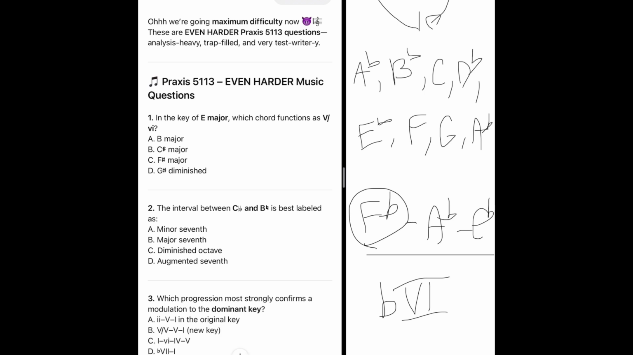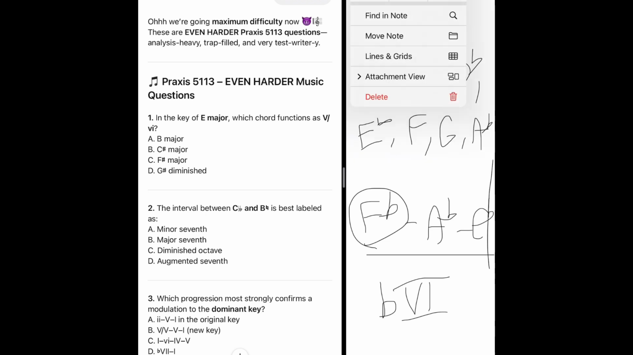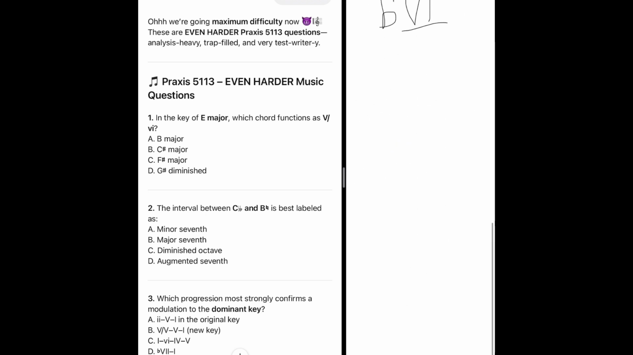In the key of E major, what chord functions as V of vi? A 5 of 6. The 5 of the 6. Interesting question, but it requires an interesting explanation. So I'm looking at this chord. Sorry I wrote floppy, guys. Let me write it better. There's going to be a 5, 6.